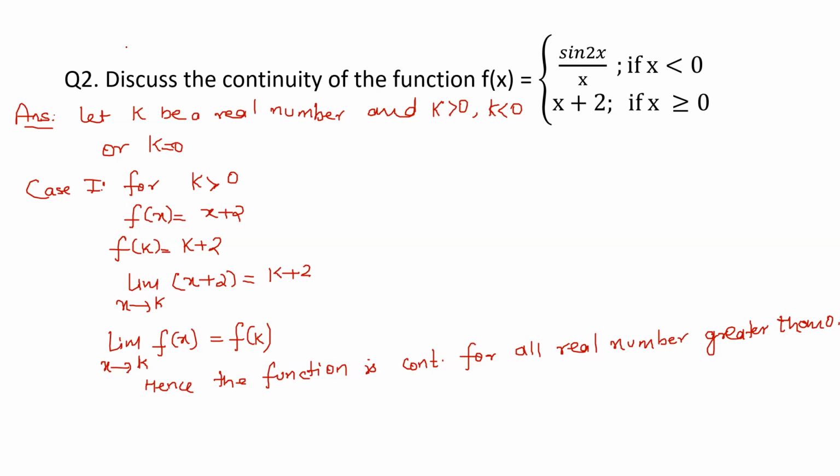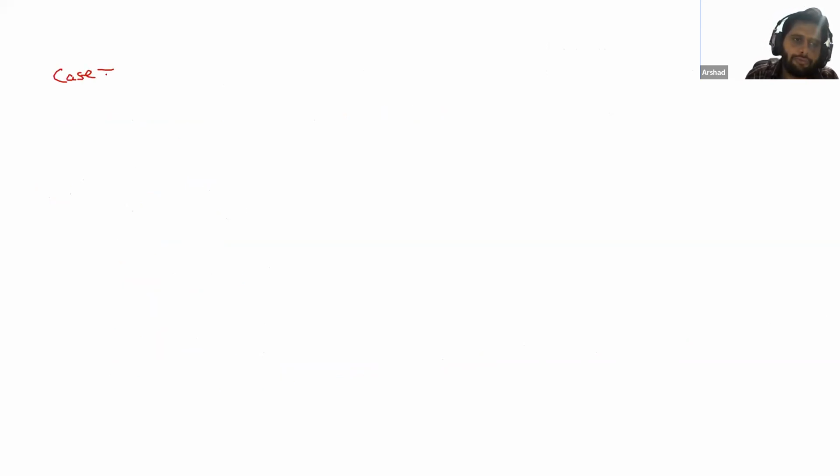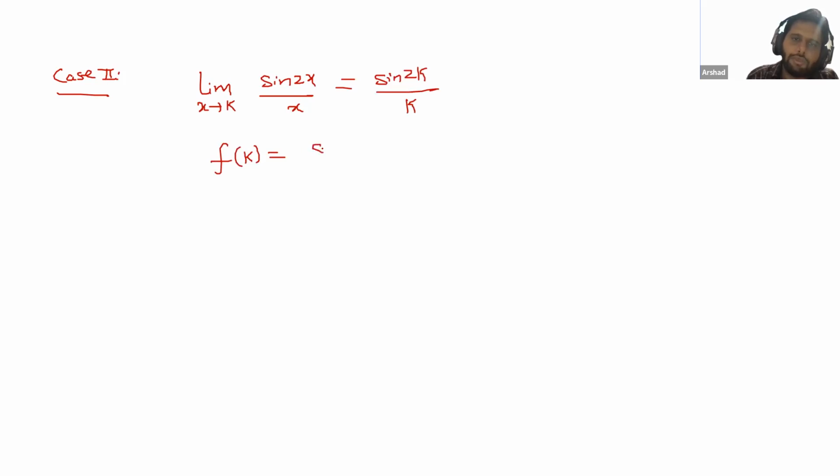So second case, for k is less than 0, do we need to expand sine 2x by x, or can we just substitute k, sir? No, you can use a direct formula. We have a direct formula for this one. Case 2. So you will write limit x tends to k of sine 2x by x. This will be equal to sine 2k by k. And when you find the value of f(k), that will also be equal to sine 2k by k. Is it clear, Nabil?